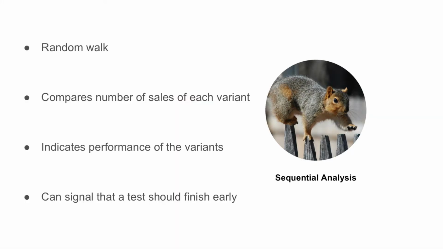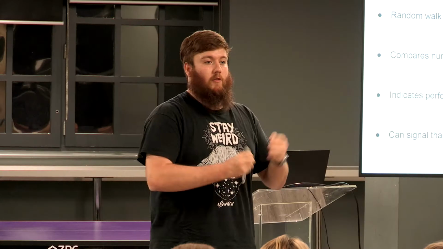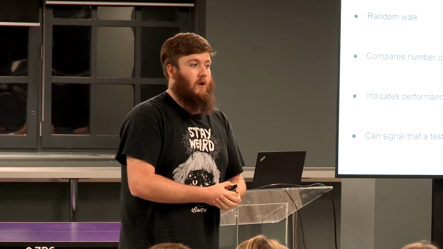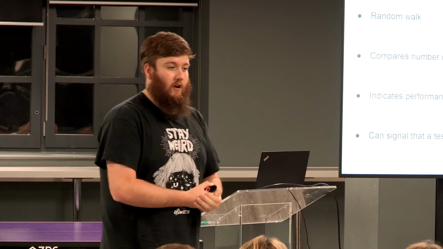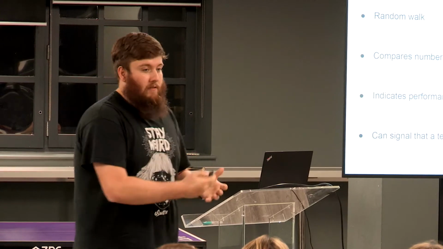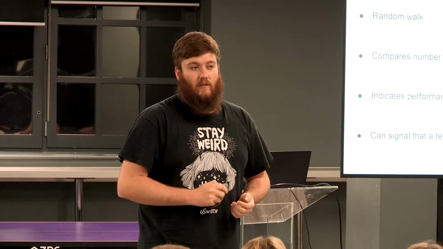Well, it's a random walk. It's essentially flipping a coin or walking up and down. It compares the number of sales. Now, I said sales here, but this is just the event you're measuring at the end in your result. It also very clearly indicates the performance of your result to a wide range of skills. This is from analysts to a marketeer here at Uswitch who says this is his favorite chart when an A/B test is going on. And the best thing is it can actually tell you if a test should finish early.